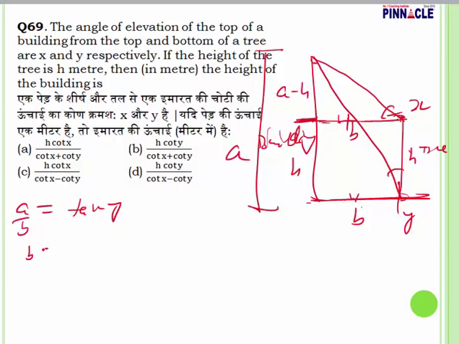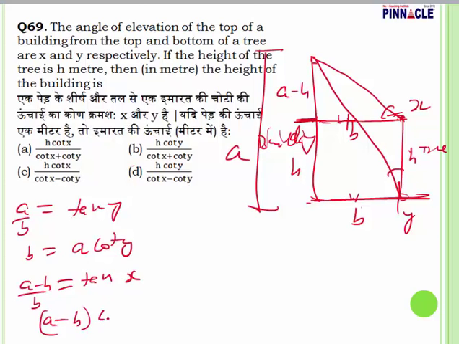Now B is equal to A divided by tangent Y, that is A cot Y, because most of the things are given in cot. We have to go in cot. Now here A minus H divided by B is equal to tangent X. Then B is equal to A minus H divided by tangent X, that is equal to A minus H multiplied by cot X. And this is B. So this expression we have written in this format.